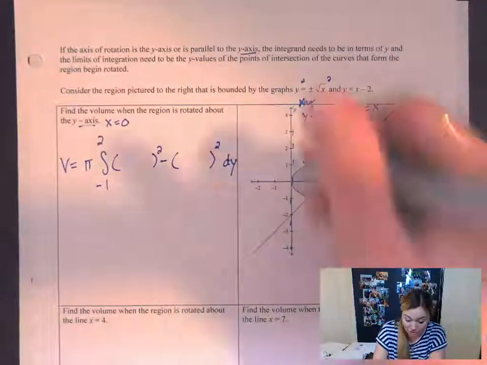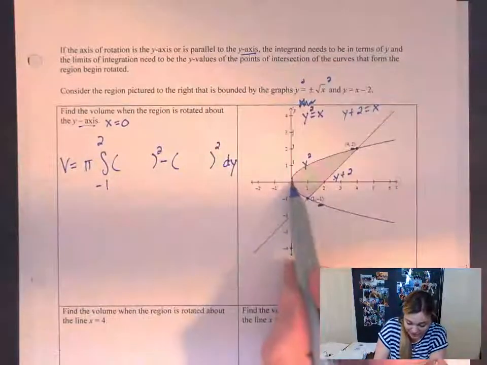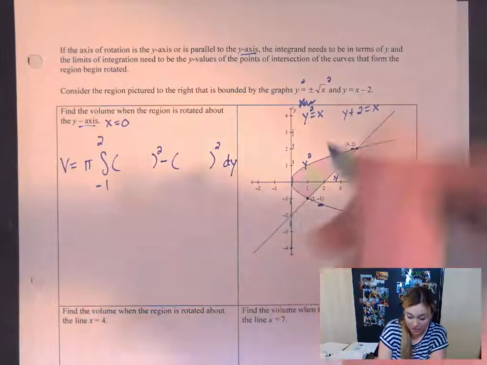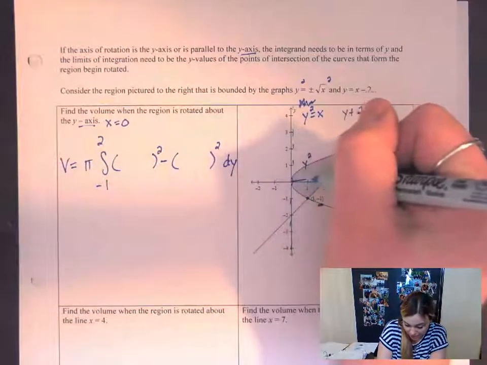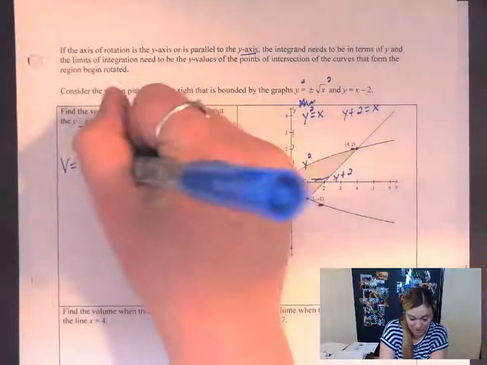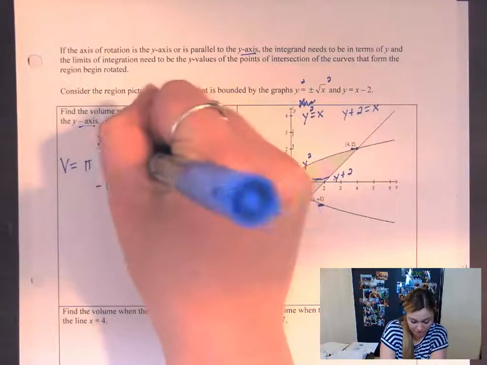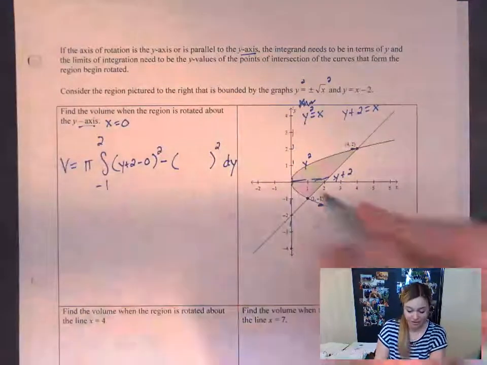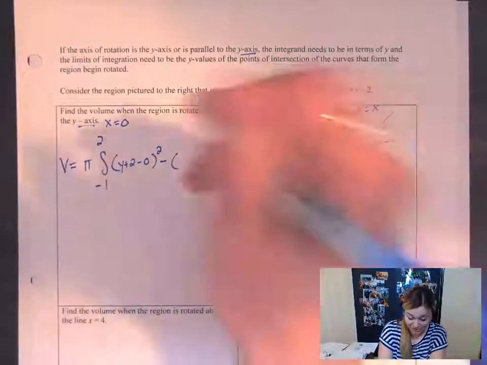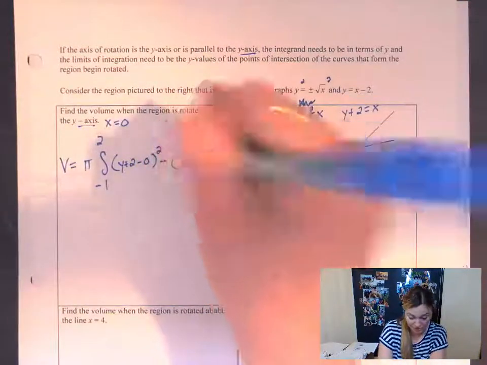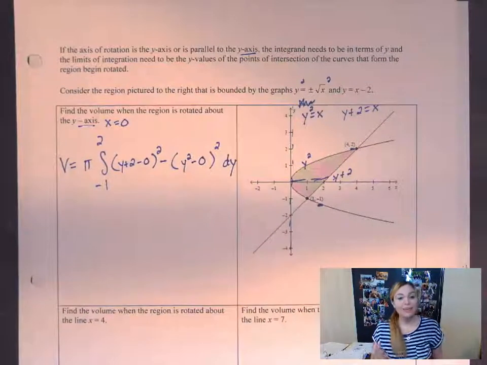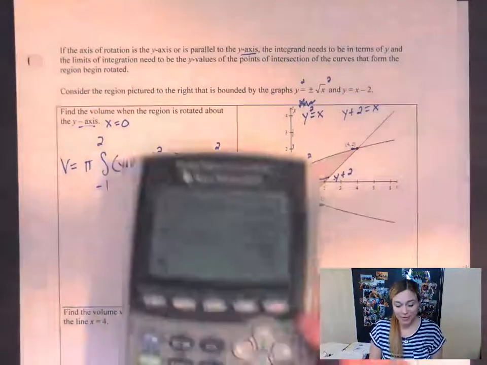My outer function, so if this is my line, I can see this is even touching this function at x squared. But if I go up, the one that's further away is this y plus 2 minus the axis squared. I can see it's even touching down here, so it's definitely going to be y squared minus 0. And then when you solve this, you actually do it the same way as before.